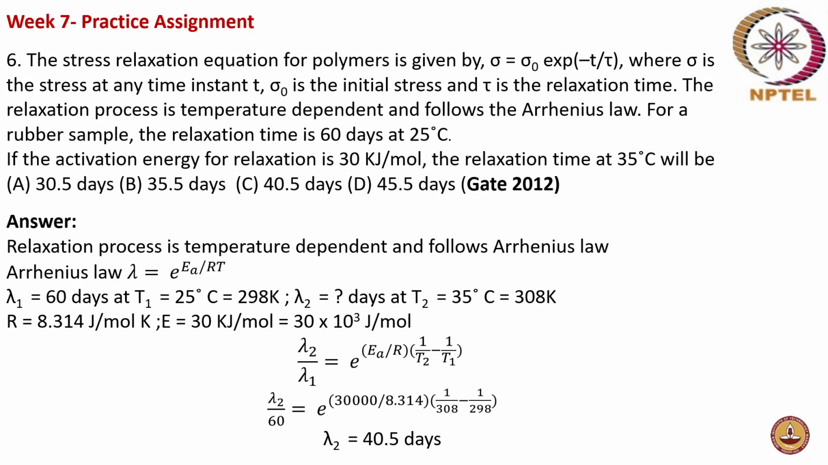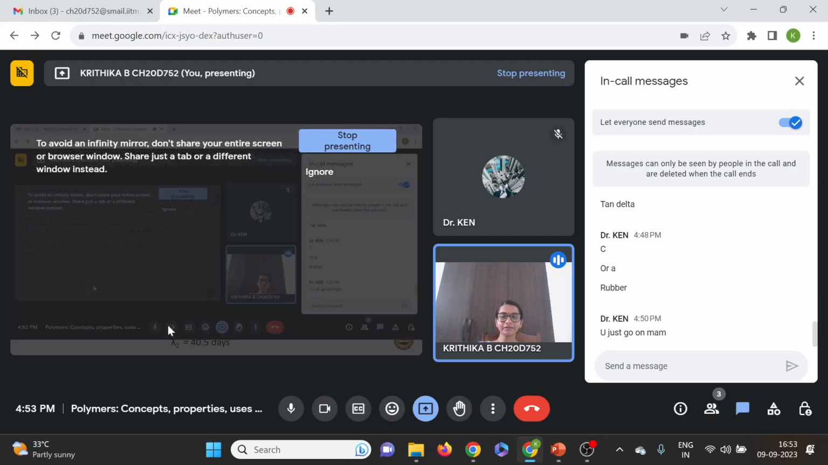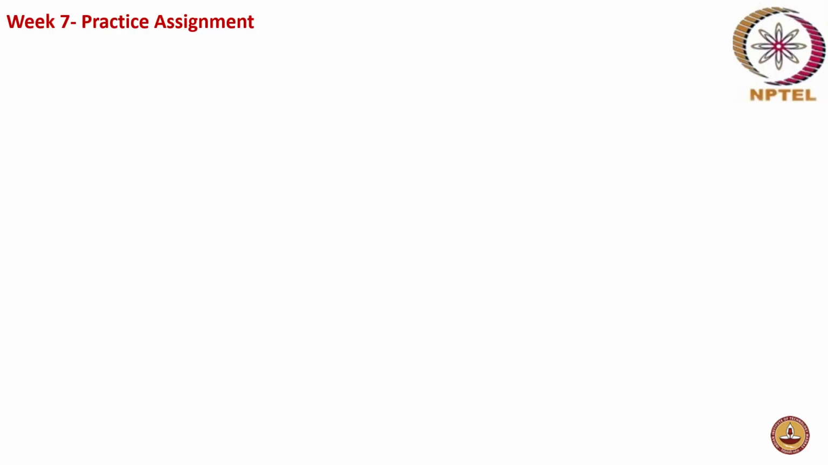Since the temperature is increased, the relaxation is much faster. It relaxes in a much shorter time, in 40.5 days, unlike at 25 degrees where it takes 60 days. You can see how there is a time and temperature correlation, right? Time-temperature equivalence. Okay, now let's proceed to the next question.